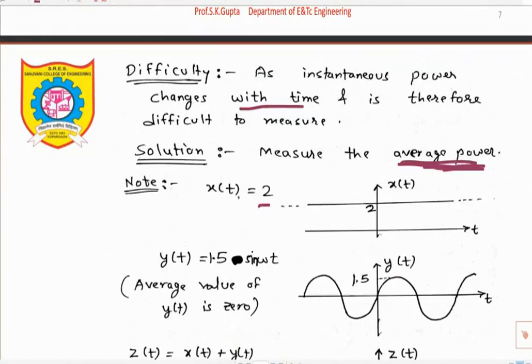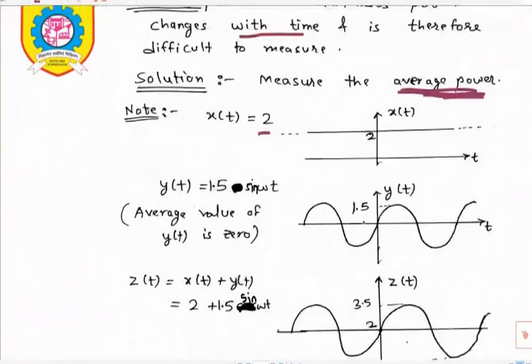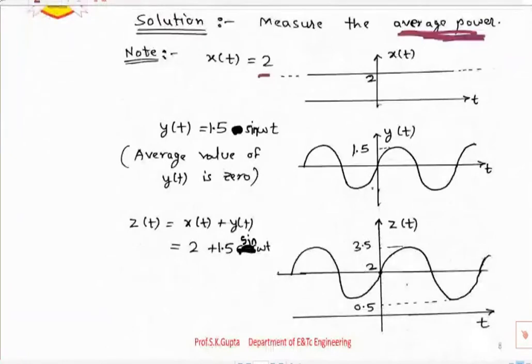Okay. Now if I add these two, 2 plus 1.5 sine omega t, then what happens? This sinusoidal signal will be shifted upward by level 2. So I will get this type of signal. As you can see, earlier here it was ground and it was symmetrical with respect to ground, but now it has shifted 2 units upward because 2 is added. That's why DC level, DC shift is provided, and the behavior of the signal is like this.